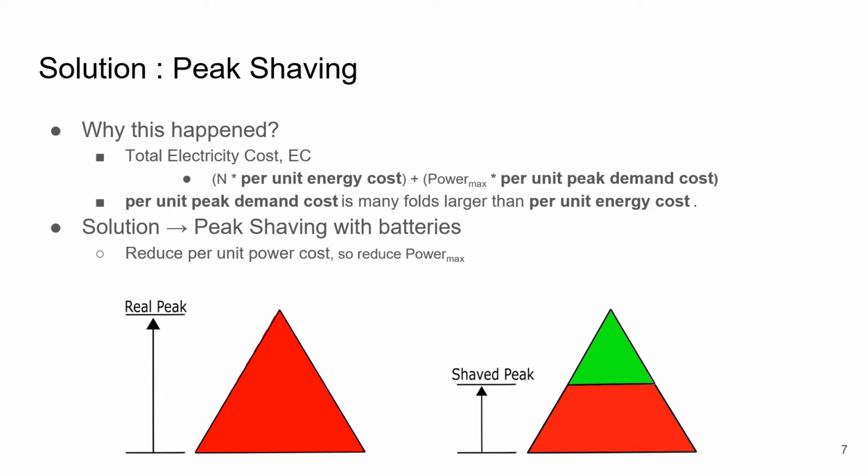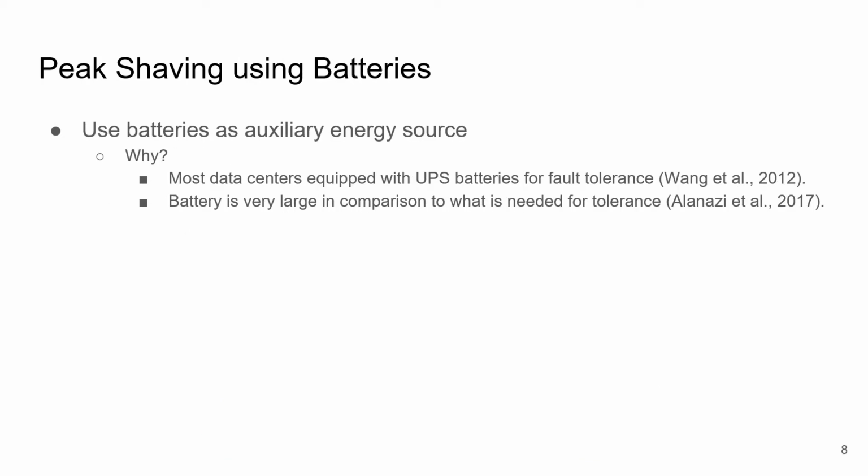One solution is peak saving, where we intend to reduce the power max of the month by using an auxiliary source of energy such as a battery. On the screen, the green section of the peak corresponds to the amount of energy fulfilled by the battery that helps to bring down the peak of the power demand during the peak period. The reason why batteries are preferred for peak saving is because data centers already have large batteries available on site for fault tolerance. Thus, using those batteries for peak saving does not incur any additional buying cost.